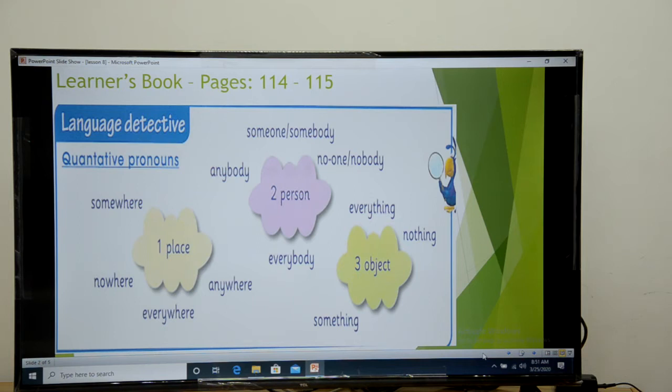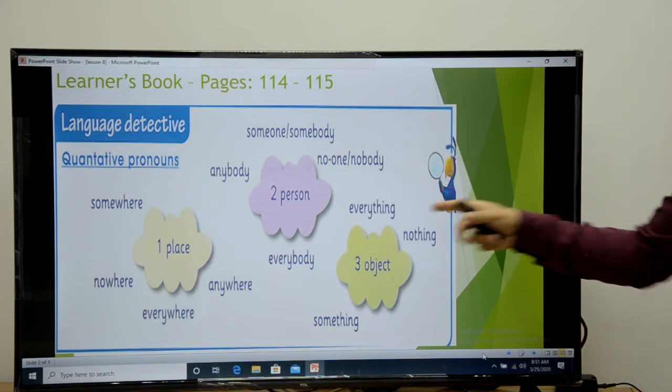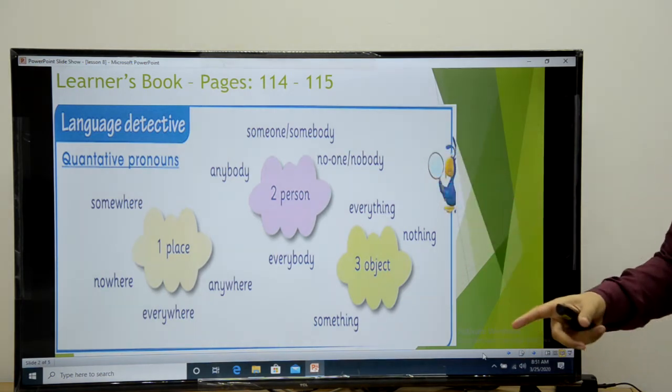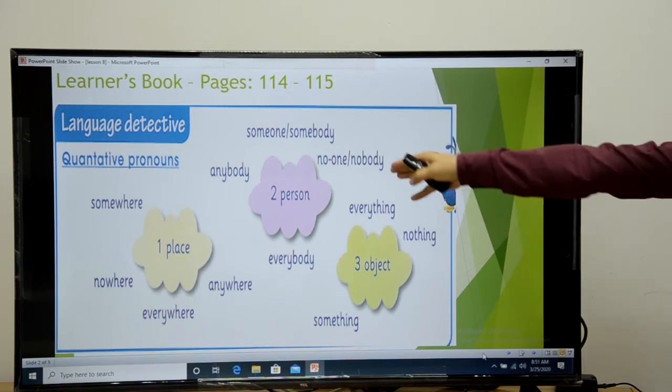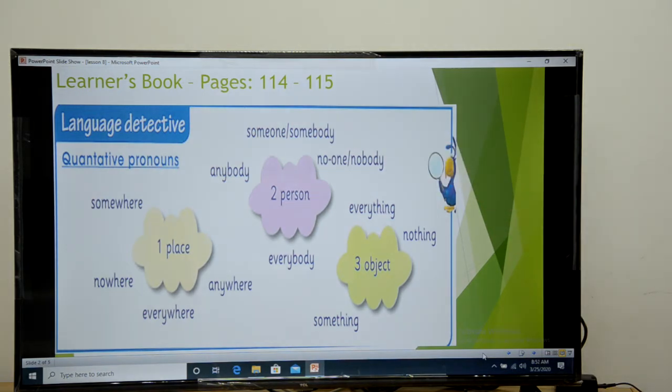So now Anas, can you tell me what's the difference? Anas will tell me, teacher, you didn't say the difference. No, Anas, I said the difference between somewhere, nowhere, everywhere, and anywhere. The same thing goes for somebody, everybody, anybody, and nobody.